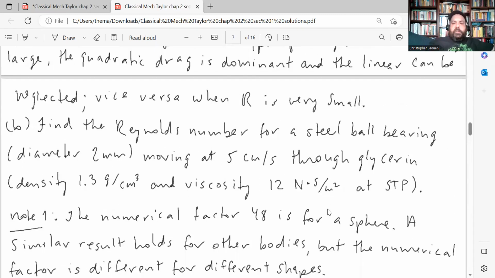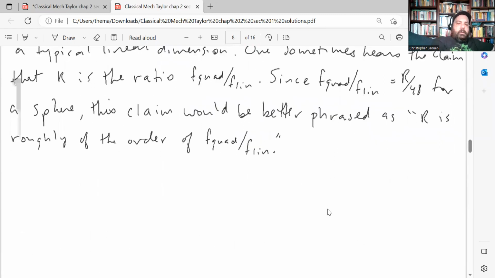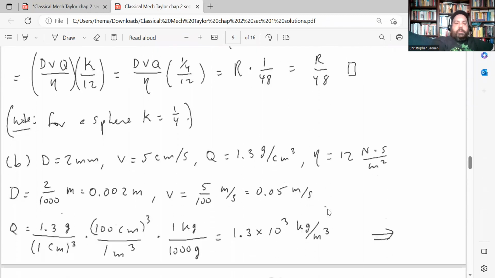Find the Reynolds number for a steel ball bearing of diameter 2 millimeters moving at 5 centimeters per second through glycerin, which has density 1.3 grams per cubic centimeter and viscosity 12 newton seconds per meter squared at standard temperature and pressure. All right, so this is just a calculation. You just plug the numbers into the formula that we just derived.